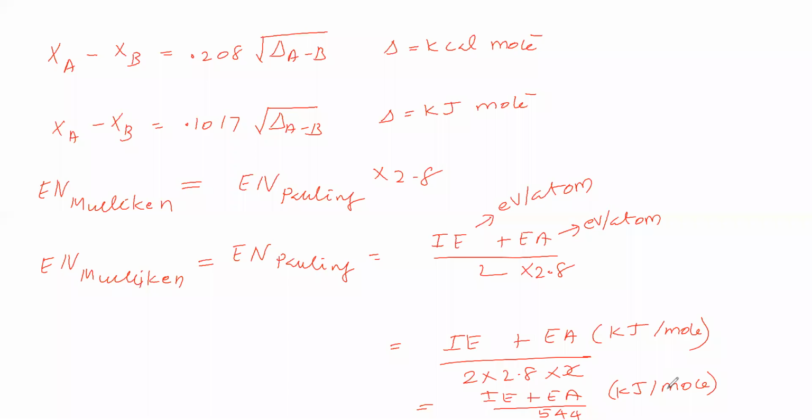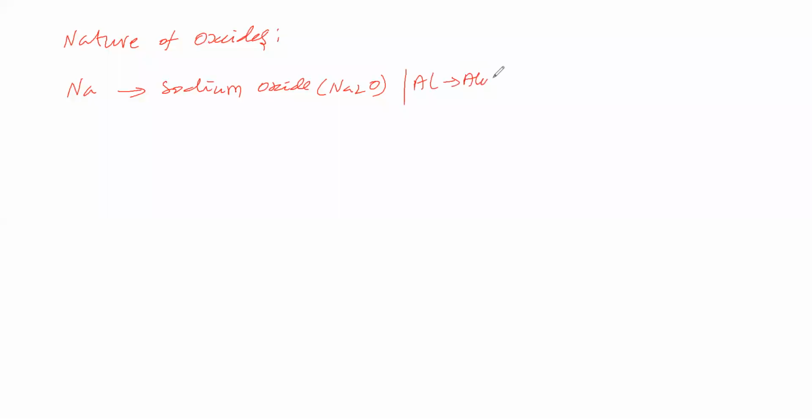Next, we will see the nature of oxides. We will see how the nature of oxides will be. Now we will take, for example, sodium. Sodium forms its oxide. Sodium oxide, if you take, the formula is Na2O. Aluminium, if you take, the formula of aluminium oxide.